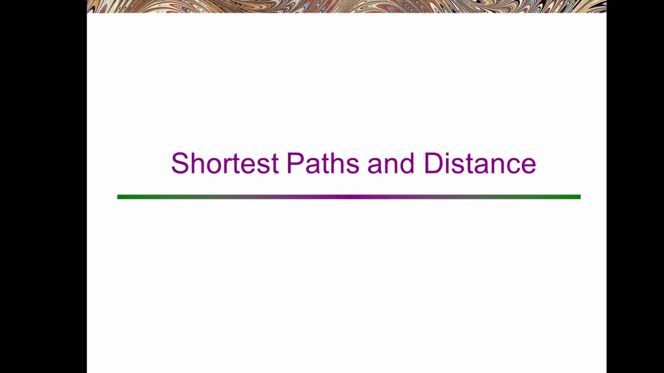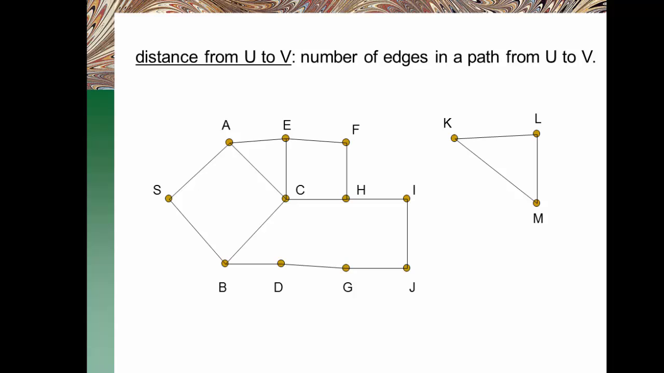In a previous section, we defined path in a graph. Now we're going to define the distance between two vertices in a path and also consider ways to find the shortest path between two vertices. The distance between two vertices, u and v, is the number of edges in a path from u to v. Notice that this definition really depends on the path that you use from u to v.